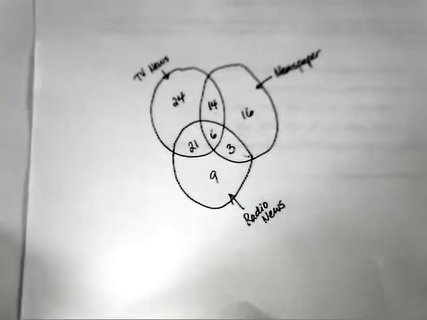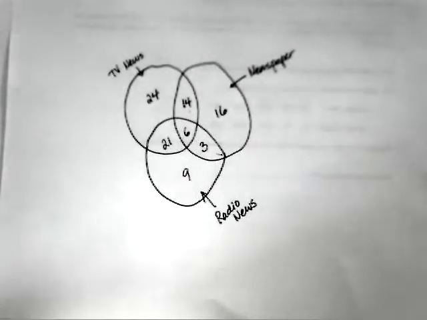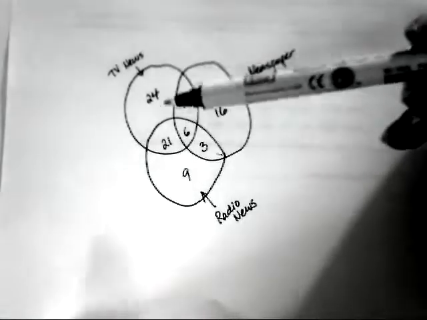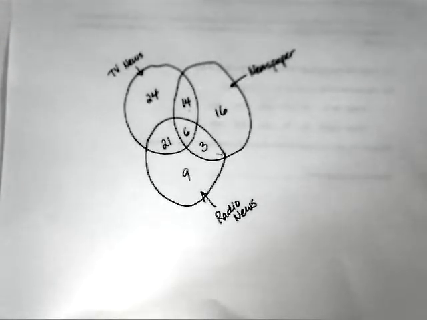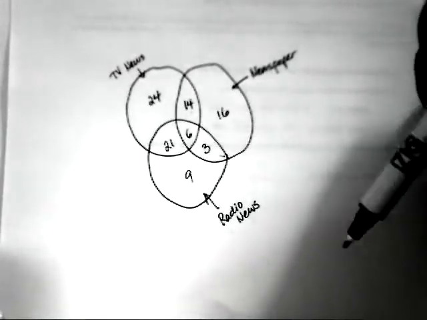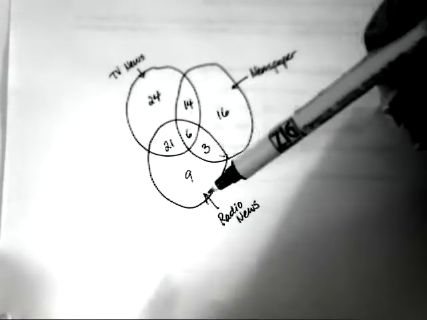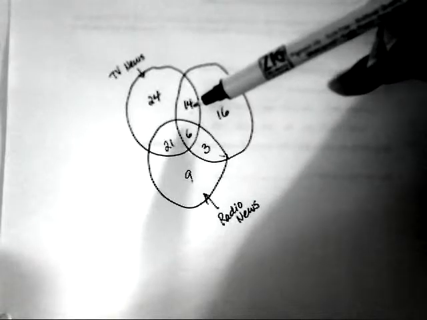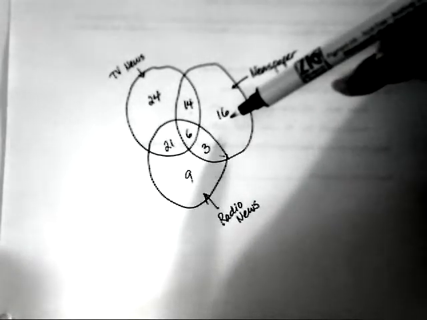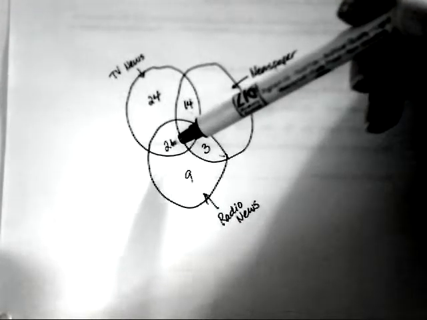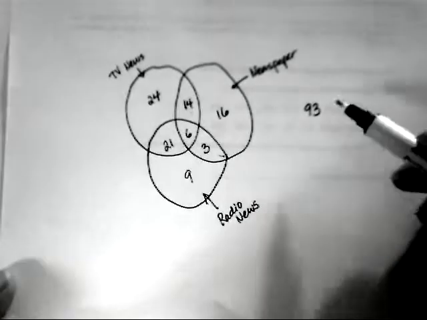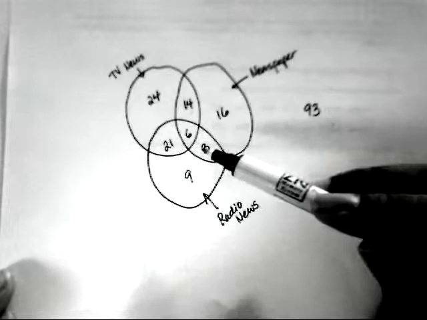Now we want to answer questions like, let's say, how many voters are usually getting their current events through at least one of these areas: the TV news, the newspaper, and the radio news. So here you're going to add each of these individual numbers together, because we want to find out how many are getting their current events from at least one of these areas. 24 plus 14, that would be 38, plus 16 is 54, plus 9 is 63, plus 21 is 84, plus 9 is 93. So 93 people are getting their current events from at least one of these three.